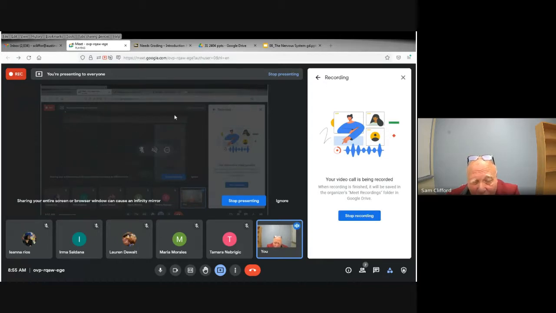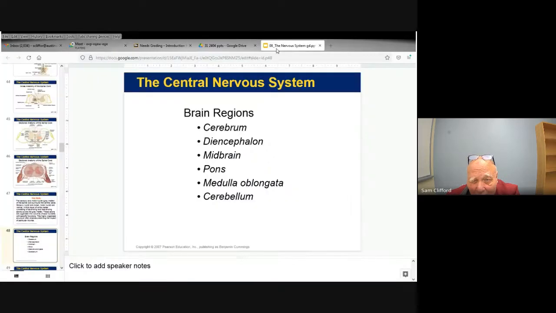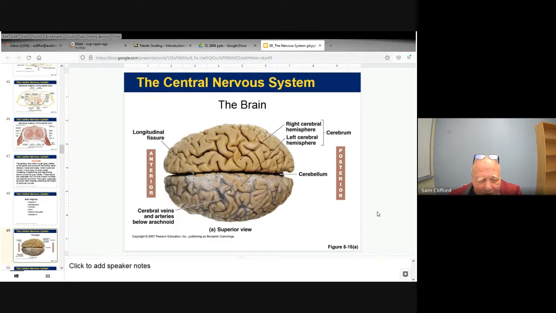Okie dokie, so let's go back to the regions of the brain. Starting at the surface of the brain, the cerebral hemispheres, then the diencephalon, then the midbrain, pons, medulla oblongata, and the cerebellum. So what does that look like? If we look at the top of the brain, we can see the arteries there, obviously, the longitudinal fissure. The cerebellum is down below the cerebral hemispheres.